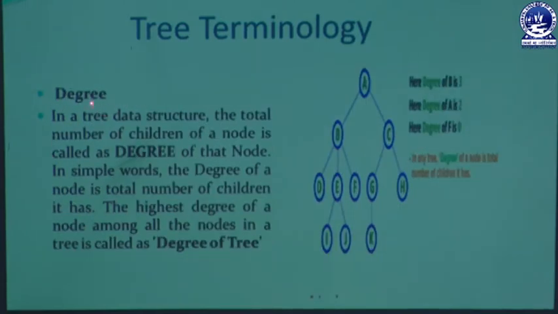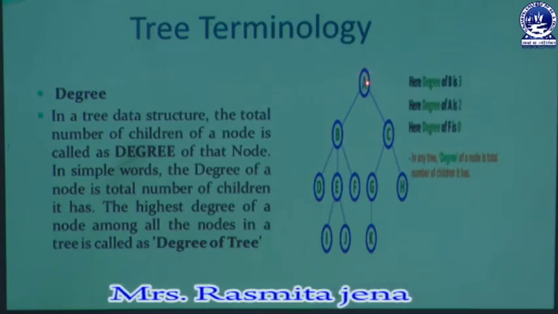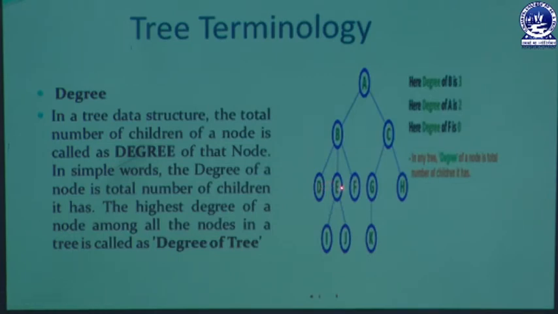Next we will learn the degree of the tree. Degree of a node means the total number of children of that node. Suppose A has children B and C. So we can say the degree of node A is 2. Similarly, node B has 3 children, that is D, E, F, so the degree of node B is 3. And node C has degree 2 because it has 2 children, G and H. And the degree of node G is 1 because G has only one child.